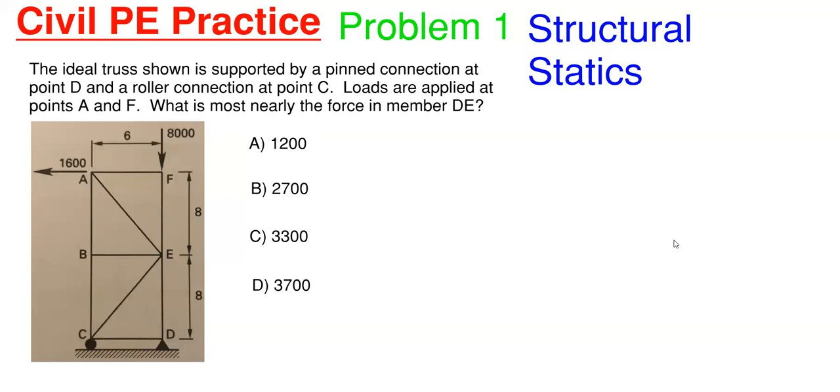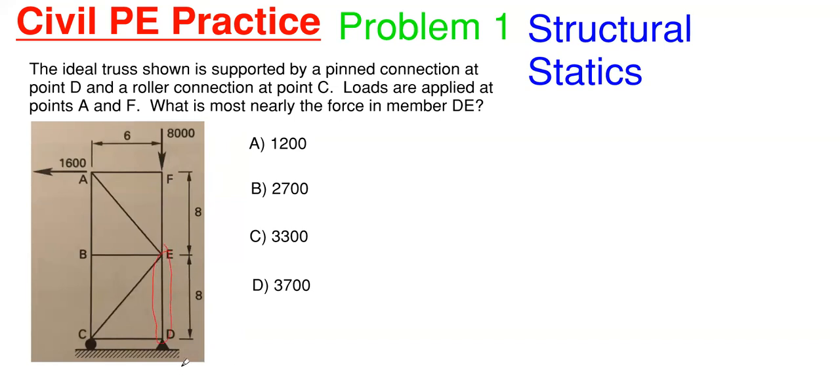So this will be our first problem in the structural statics series. What we have going on here is this ideal truss shown below that is supported by a pin connection at D and a roller at C. Loads are applied at points A and F as shown. What is most nearly the force in member DE? So we are looking for this force member right here.